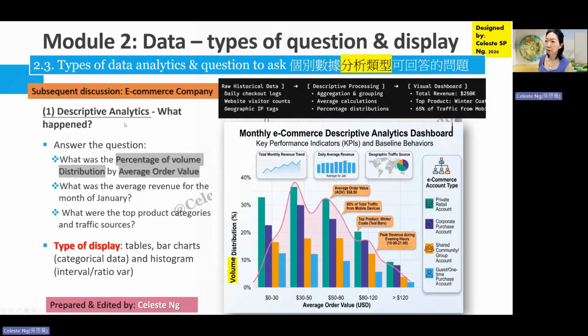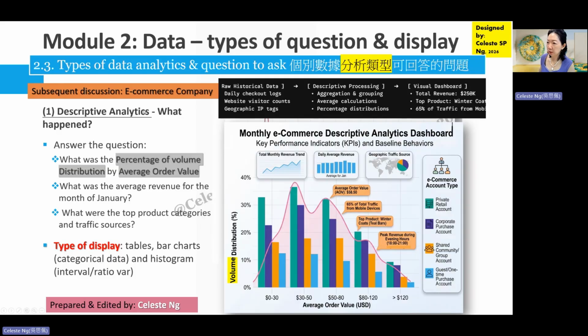Here we are going to look at the different types of data analytics and the respective questions addressed by each. For our subsequent discussion, we will focus on an e-commerce company scenario.